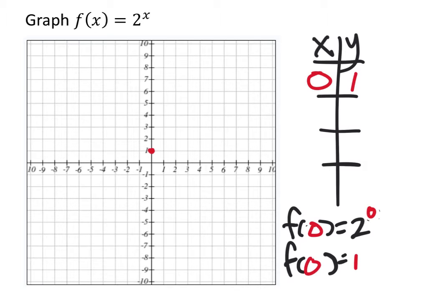So let's go back then and change up these values. What value would you like to try next? It's really up to you. I'm going to try x is 1. So 2 to the power of 1 would be 2. So that's the ordered pair 1, 2. x was 1, I found the y, which is really the f of x, which is 2.